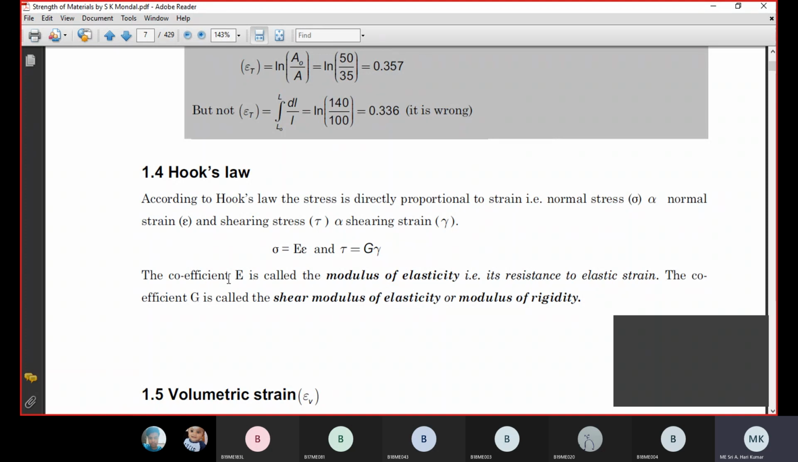You can directly remember that coefficient E is called the modulus of elasticity, and it is the material's resistance to elastic strain. The coefficient G is called the shear modulus. Hope you all know this.